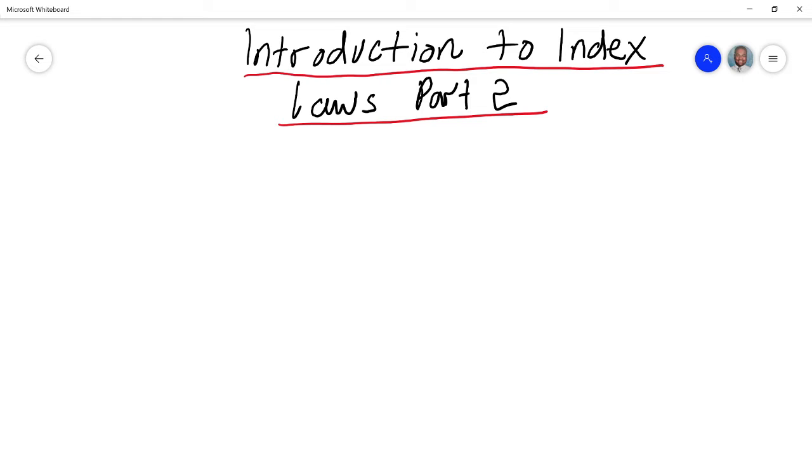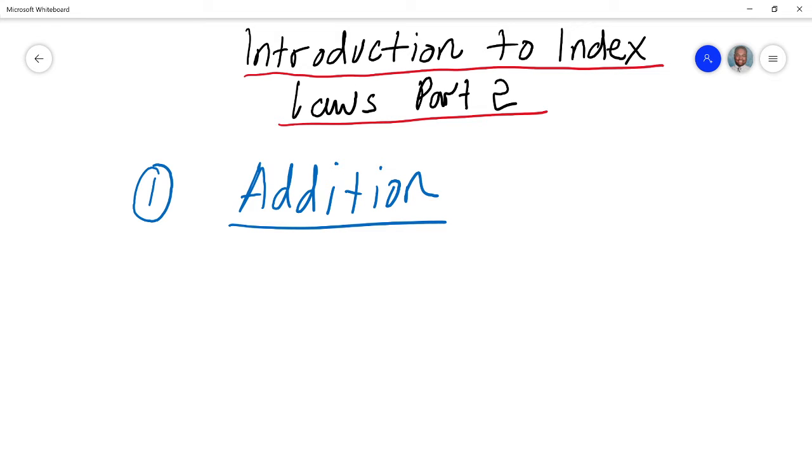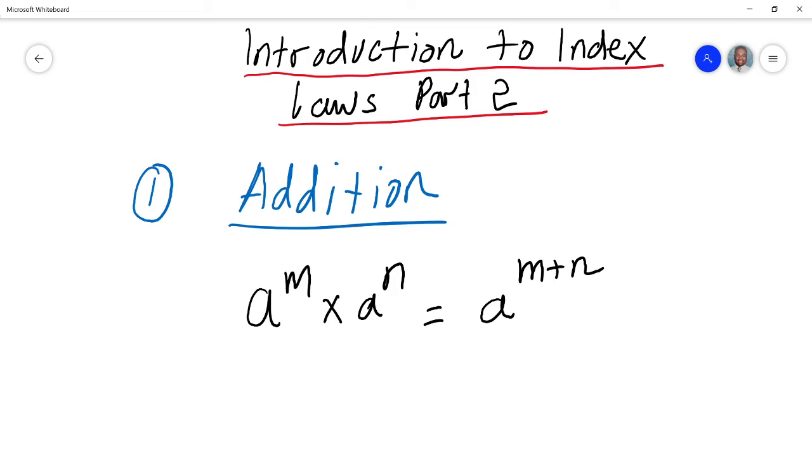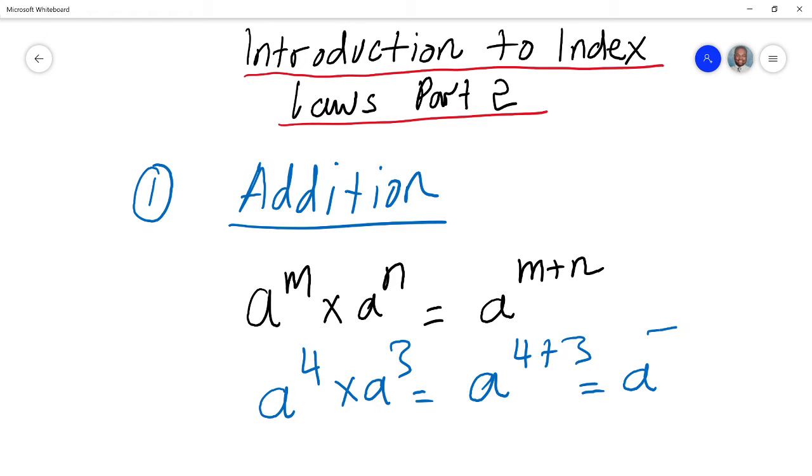If you look at the first law, we refer to it as your addition law. If you remember, the formula goes like this: if you've got a to the power m times a to the power n, all you simply do is add the powers. I gave an example, say a to the power 4 times a to the power 3. That becomes a to the power 4 plus 3, which is a to the power 7. So that was a simple example of the addition law.